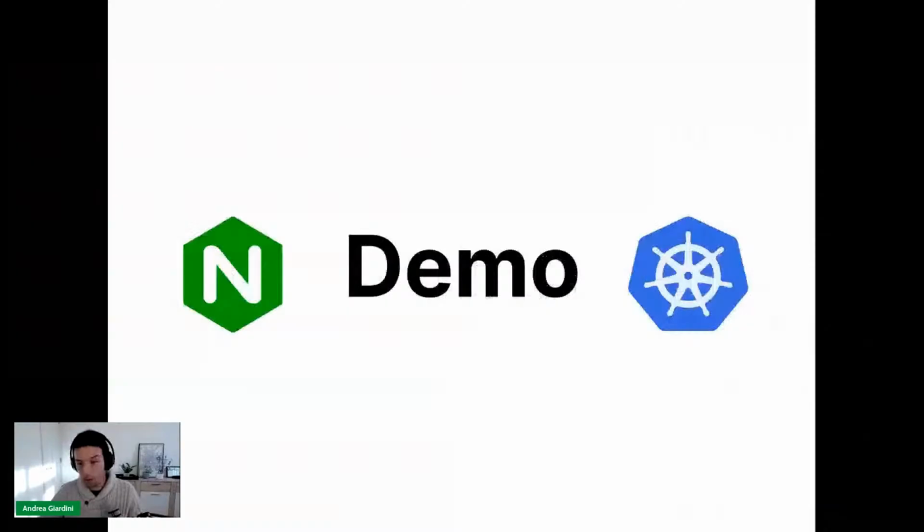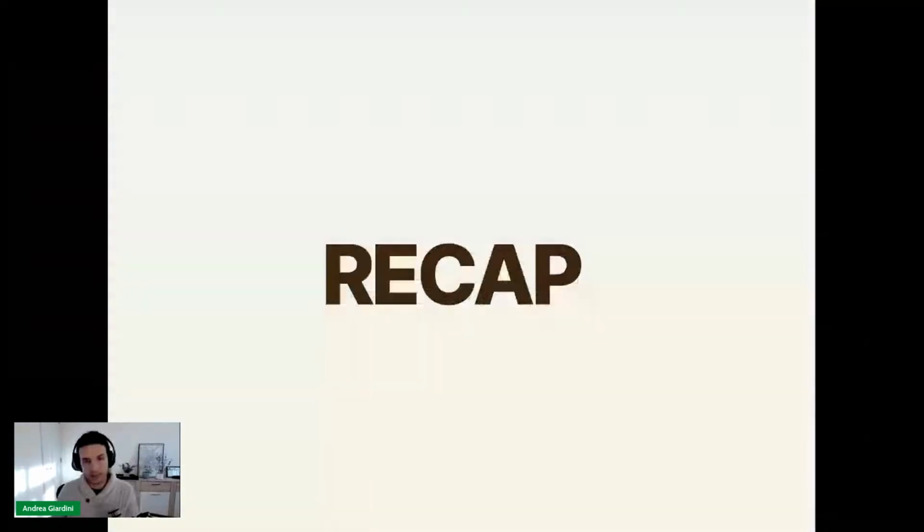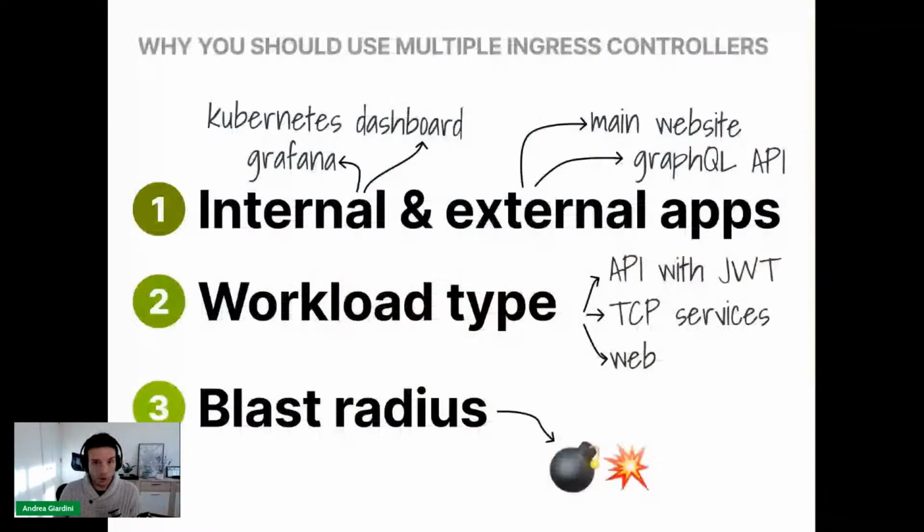Recap. So let's do a quick recap. The demo is over, but I want to just leave you with a couple of key points in case you want to look more into policies, virtual servers, and so on, and the NGINX Ingress Controller. So why you should use multiple NGINX Ingress Controllers or Ingress Controllers in general, and when is it needed?